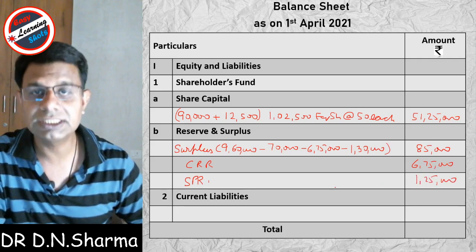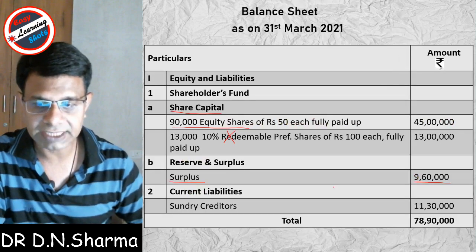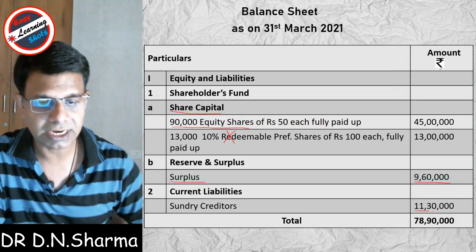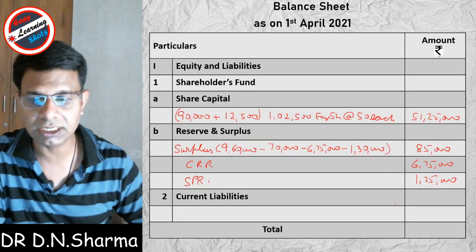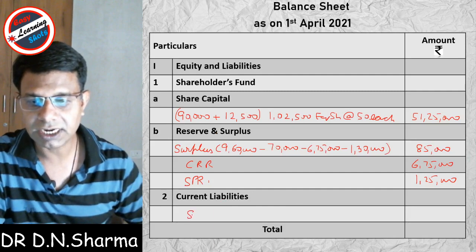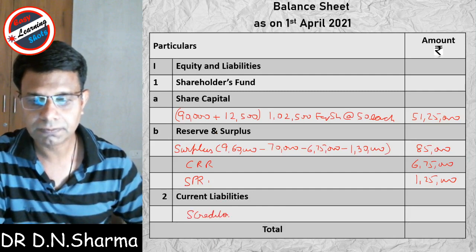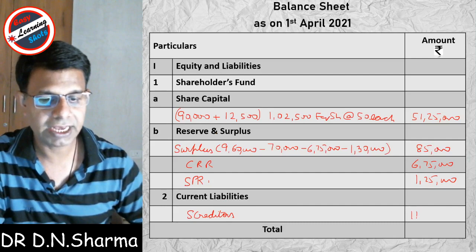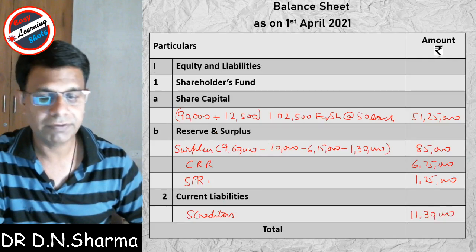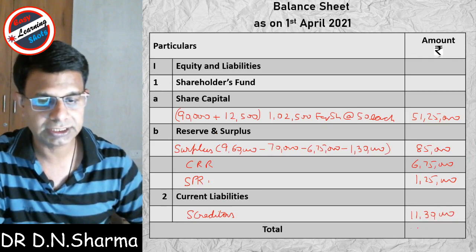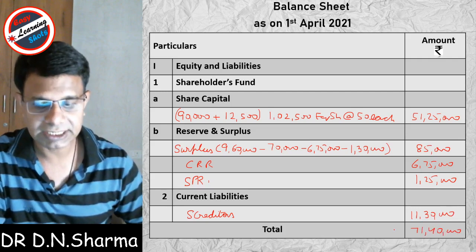No adjustment is done in current liabilities, so we exactly write the amount. Here sundry creditors stood at 11,30,000, so we write sundry creditors of 11,30,000, and our equity and liabilities total is 71,40,000. Now we prepare the asset side.